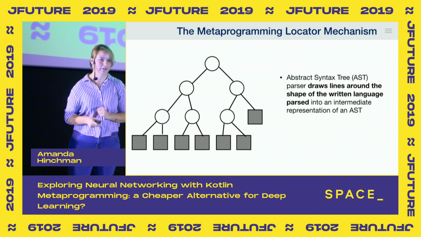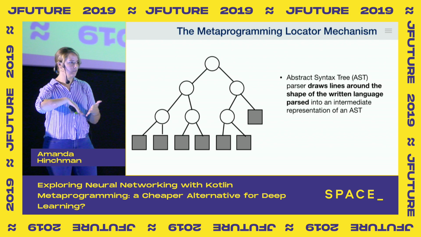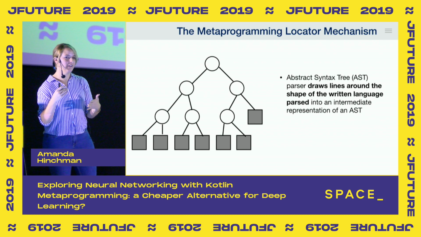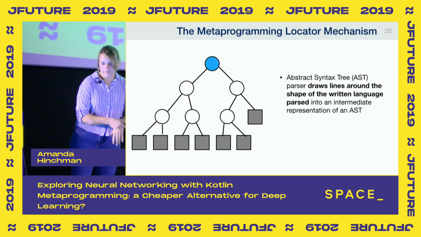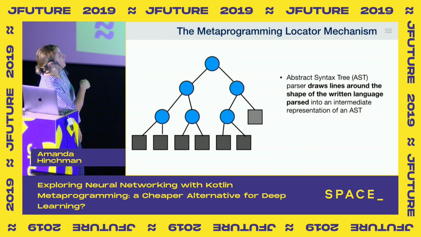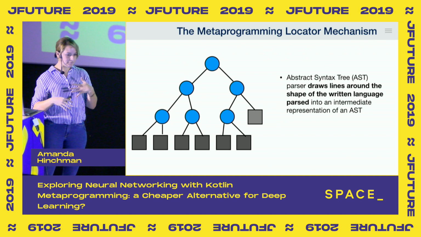So instead of drawing images around the nodes themselves and what you view on the screen, you're drawing lines around the shape of the intermediate representation that comes from analyzing the code. So when that happens, you end up with these nodes, and a lot of these nodes are higher fragments. These are lexer tokens, and it basically gives you everything that reflection and PSI couldn't give you in Kotlin.